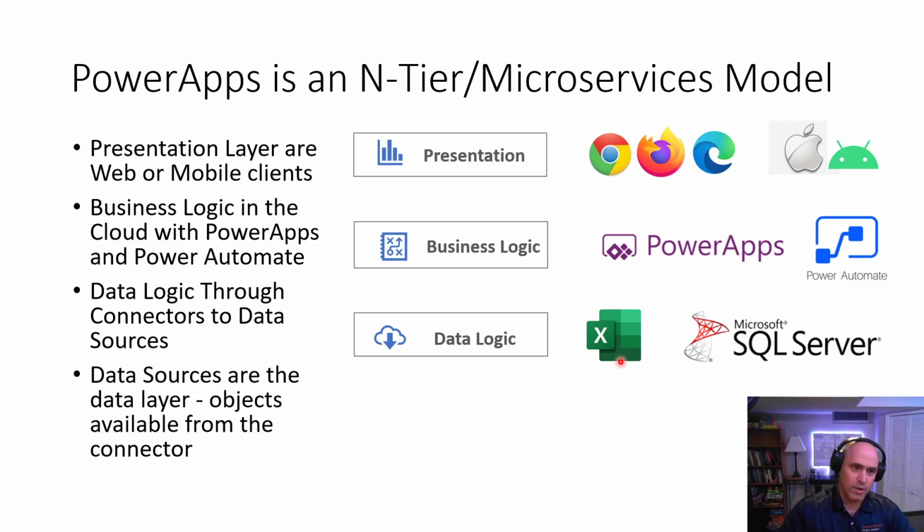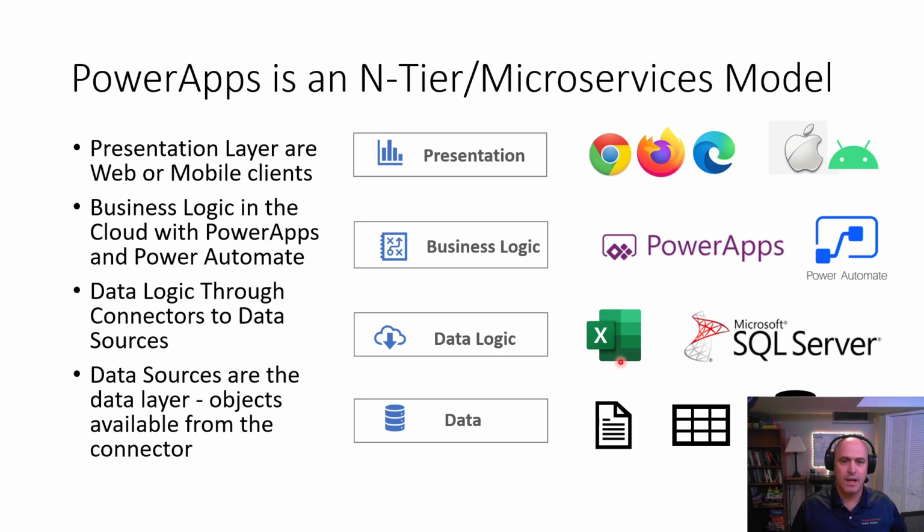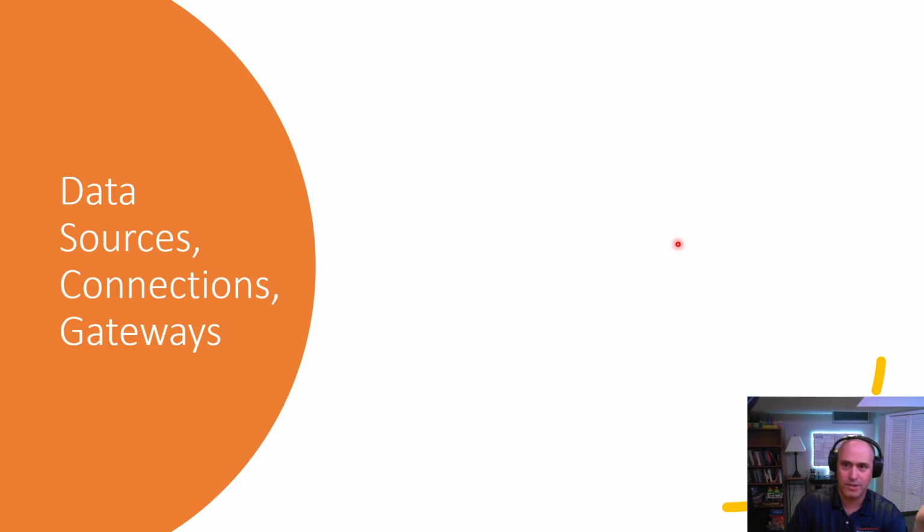The data source works through the connector. So the data source ends up giving you access to a table in SQL Server, or maybe it gives you access to a sheet in Excel, for example, and that ends up being the tabular set of data that you can then use to render the UI within PowerApps. It's basically how it works.